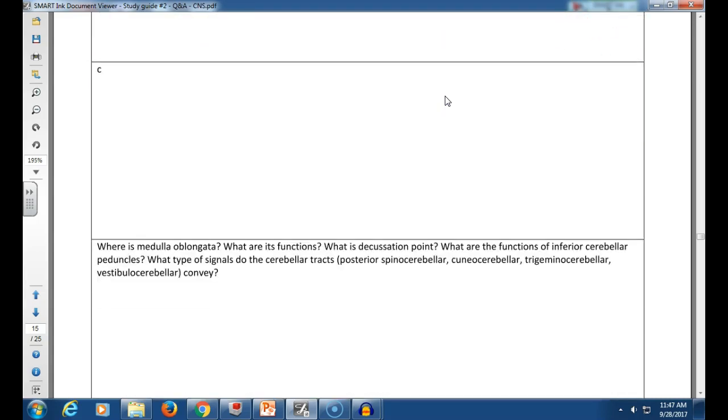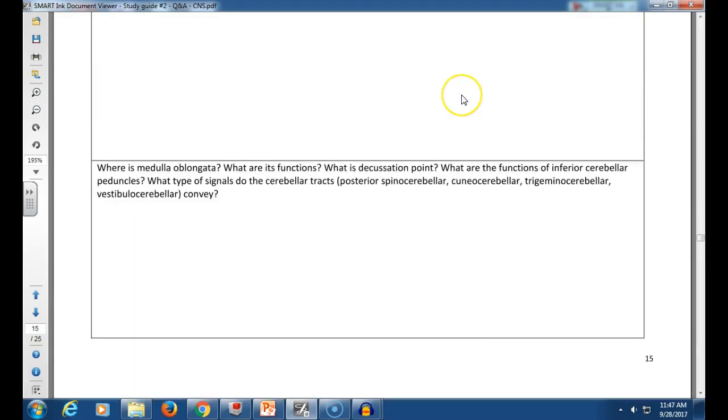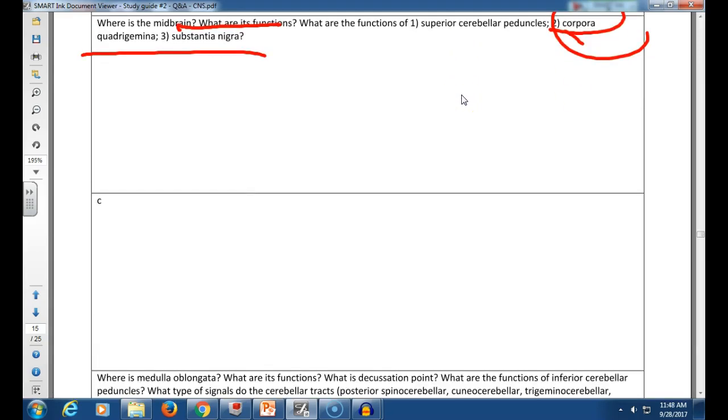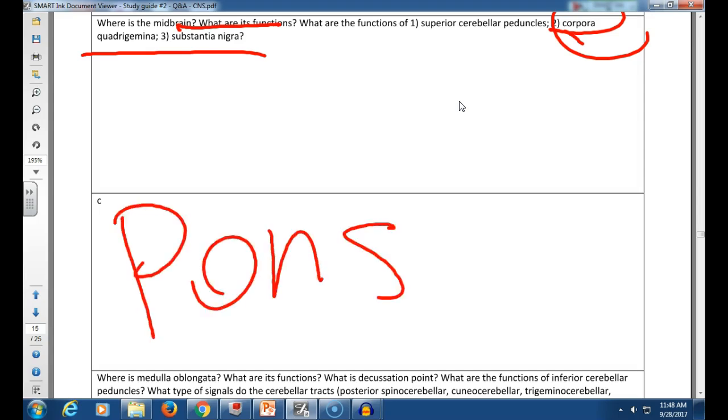Oh, I screwed up. It should have been Pons. I have no idea how, oh, I know. I was trying to do something like copy paste, and it turned into C for Pons. Respiratory center and the bridge between the cerebellum and the cortices. Okay?